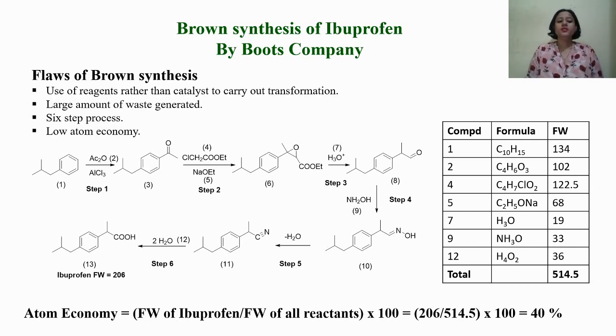Now there are certain drawbacks of this Brown synthesis, that is, in most of the steps reagents are used rather than catalysts to carry out these transformations, because of which a large amount of waste is generated. This is a 6-step process, a lengthy process, and the atom economy is 40%, which is very low.